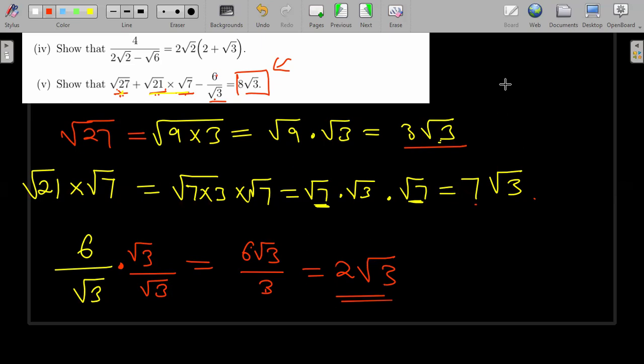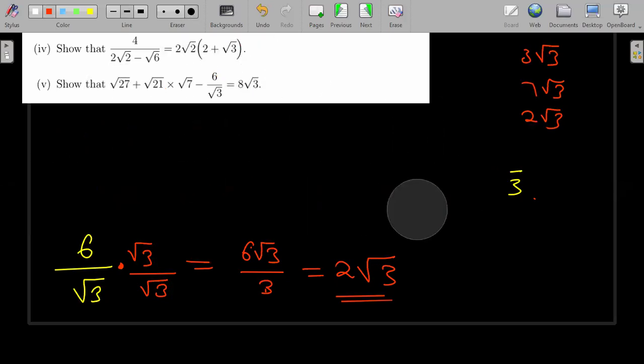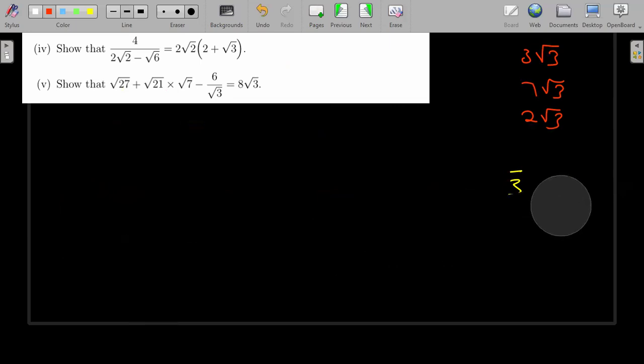Now I can replace there. Let me just write these here: 7 root of 3 and then 2 root of 3. So let's replace now in the equation. We see if it's going to give us the same thing.